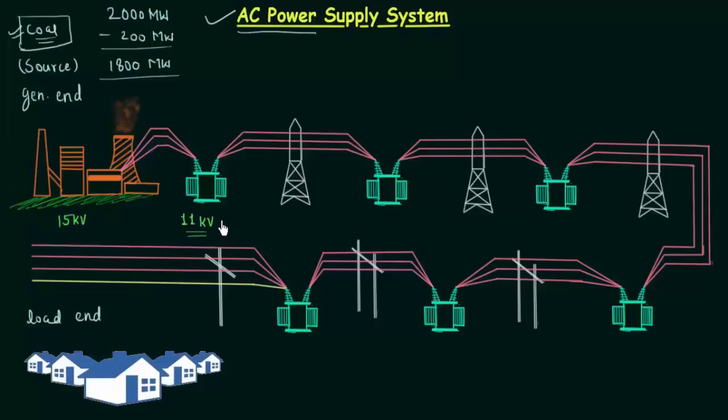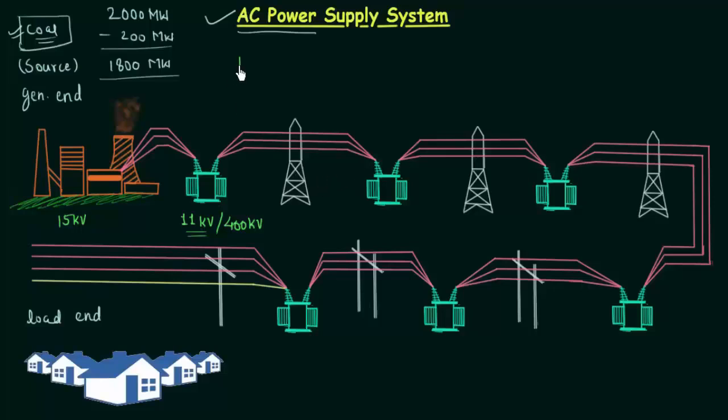Now we will step up this voltage to a higher value of 400 kV. Again there is one question: why are we stepping up the voltage from 11 kV to 400 kV? We are stepping up the voltage because we need to avoid line losses. We are using these lines to transmit the power, we call them transmission lines, and they are made of aluminium and steel.